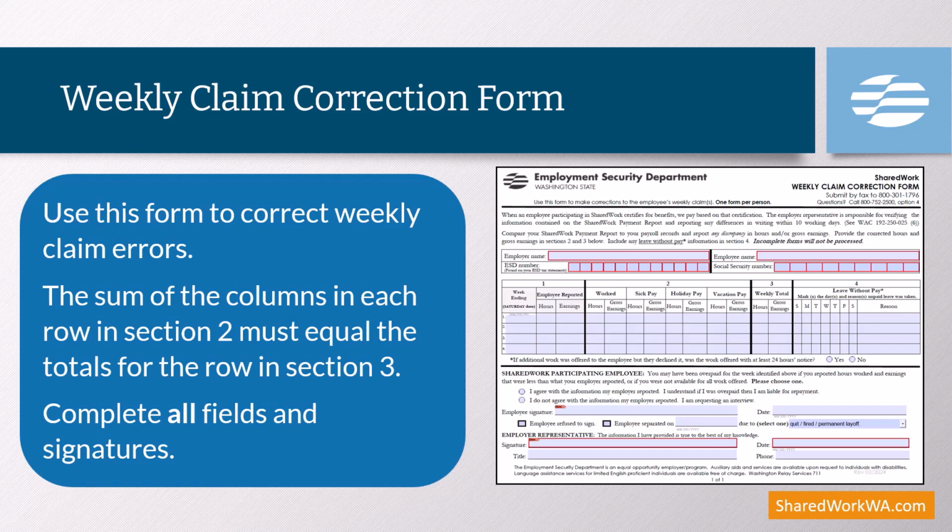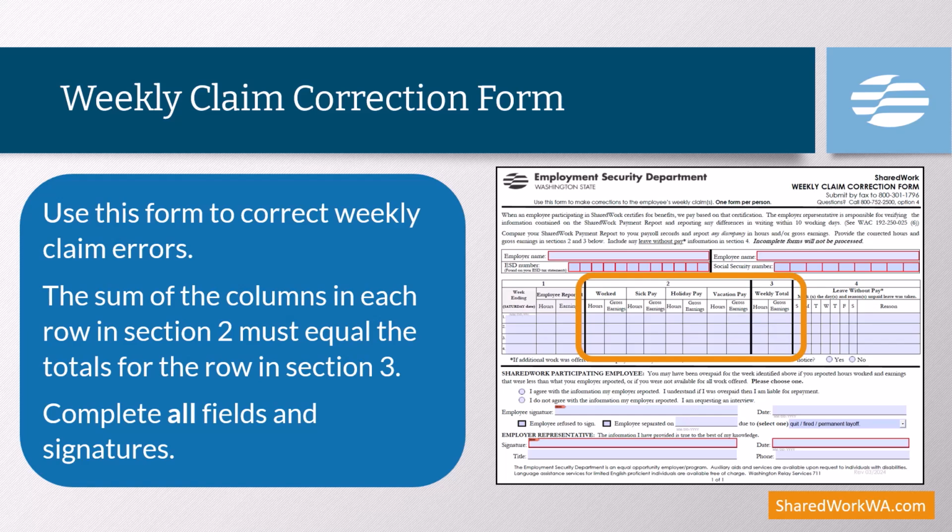Prior to submitting a correction form, make sure the full Social Security number is included. Week ending date is always a Saturday. The sum of columns in Section 2 equals the total in Section 3 for each row. You have signed the form. The employee had the opportunity to review the changes, mark if they agree or disagree, and sign the form. You can still submit the form without their signature, but it may set an issue on the claim.